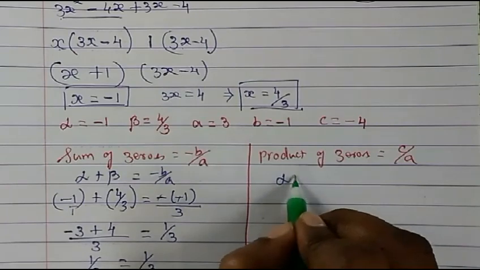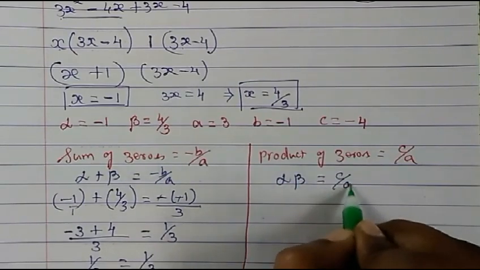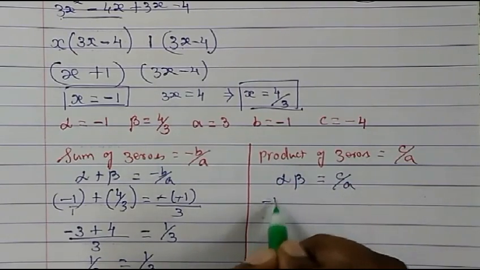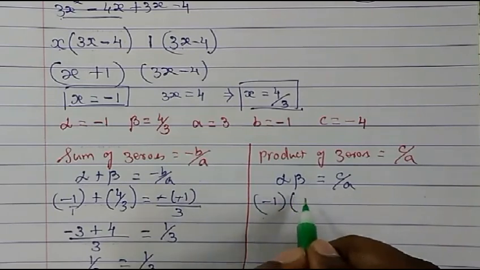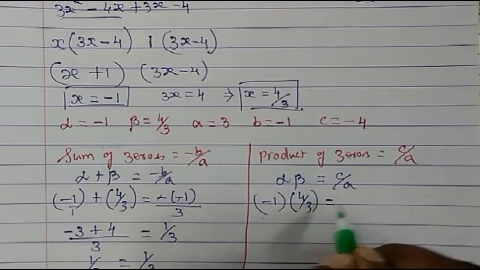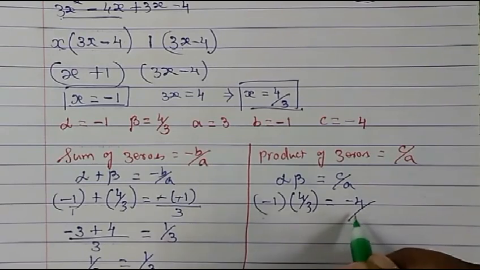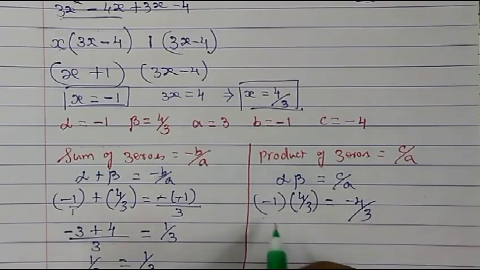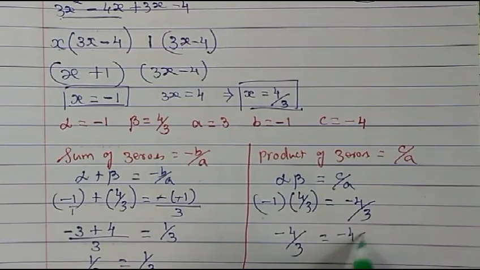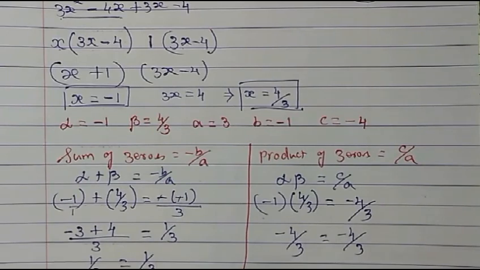So now let's verify the product. Product means alpha beta equals C upon A. Alpha is minus 1, beta is 4 upon 3, C is minus 4, A is 3. So when we multiply with minus 1, we get minus 4 upon 3. Here also we have minus 4 upon 3. So hence proved. That's it. Thank you and God bless you.